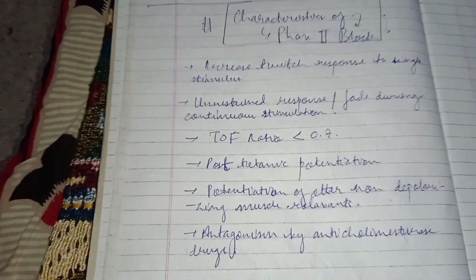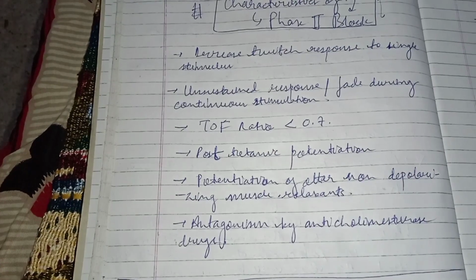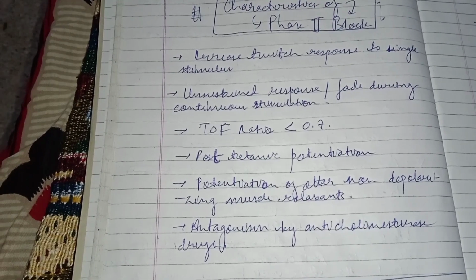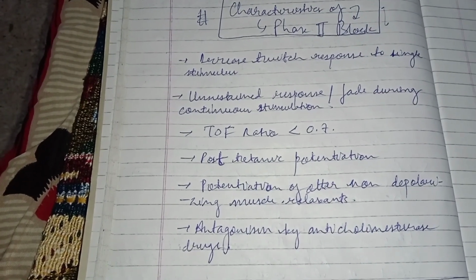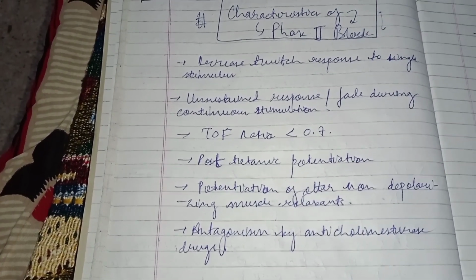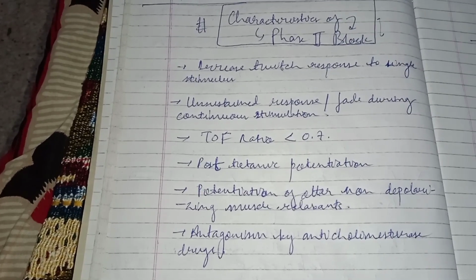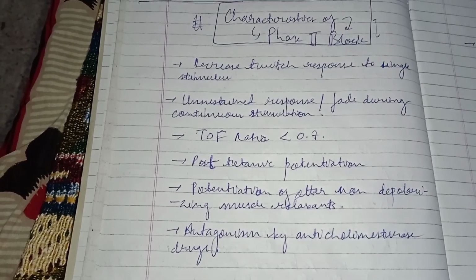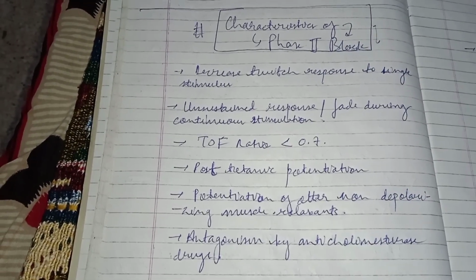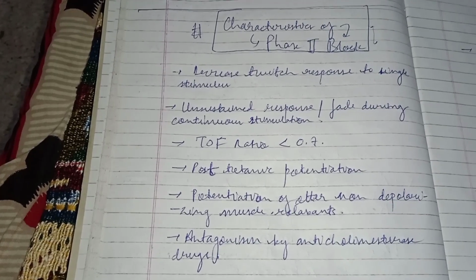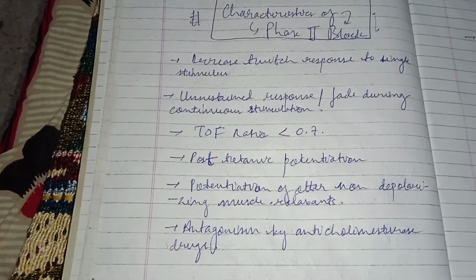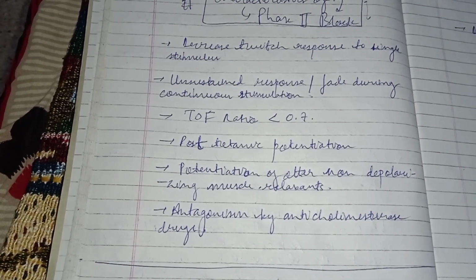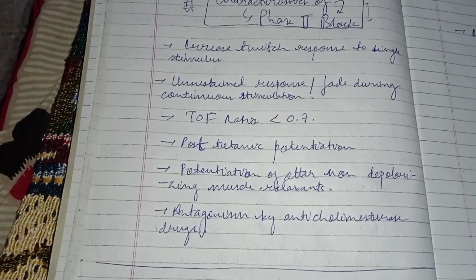There is decreased twitch response to single stimulus, and there is unsustained response to continuous stimulation. I repeat, there is decreased twitch response to single stimulus and unsustained response to continuous stimulation, and this is the only difference between the phase 1 and phase 2 block. The TOF ratio is smaller than 0.7. There is post-tetanic potentiation. Then the antagonism by anticholinesterase drug.